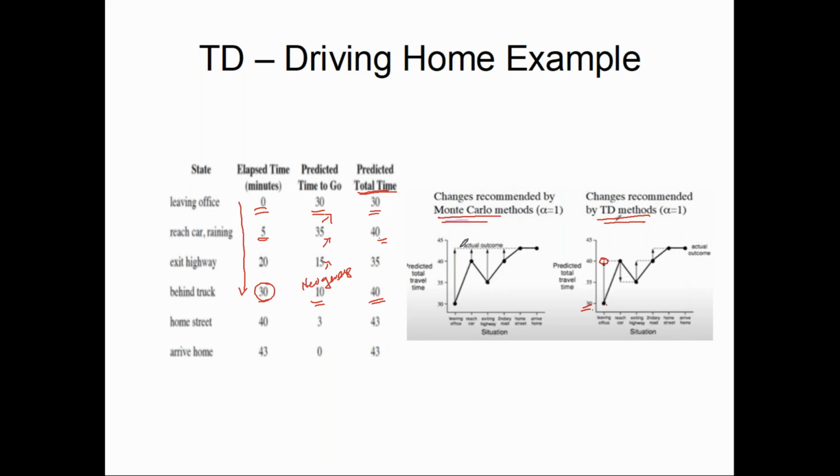But when it comes to the Monte Carlo method, overall consumed time is 43 minutes. So Monte Carlo considers the complete episode. That means earlier he made an estimate of 30 minutes, but overall time is 43 minutes. Next he made an estimate of 40 minutes, overall is 43 minutes. That means the correction factor is with reference to the complete episode. But when it comes to temporal difference, it will just look at the next step and make a correction.